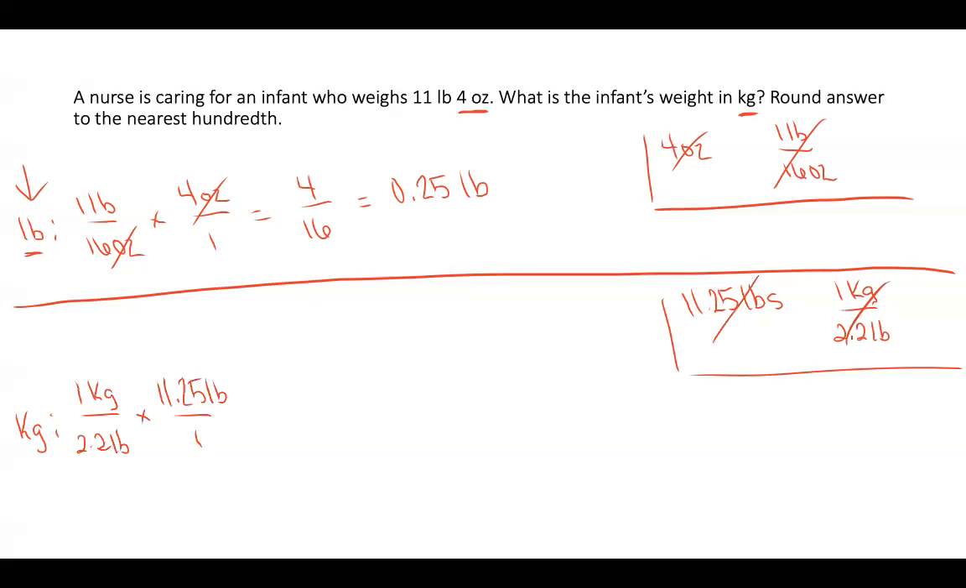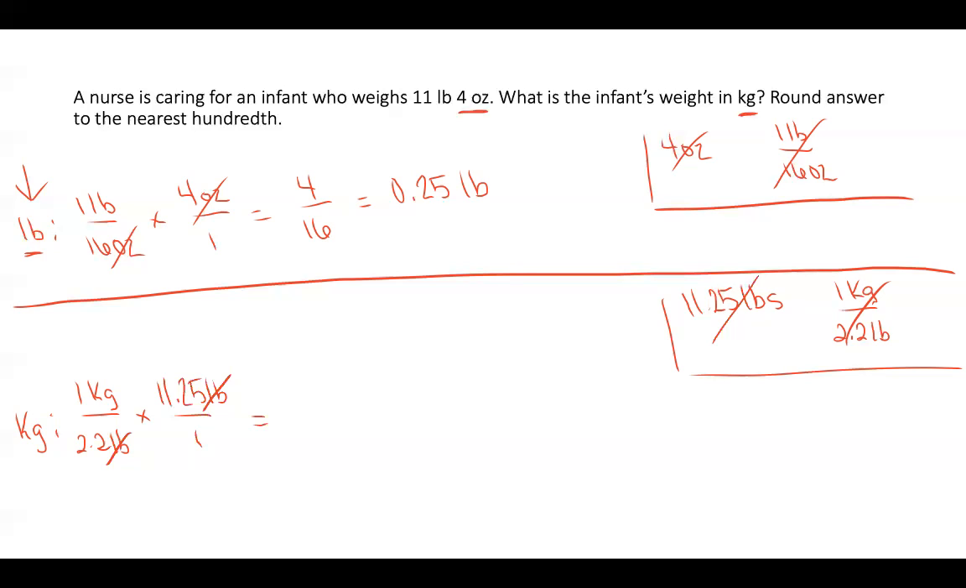Okay, once I've crossed out everything in my box, then I'm going to cancel like units of measure. So the pounds are going to get canceled. And I'm left with kilograms, which matches what I'm looking for. So that means that I am done setting my problem up and I can now do my math straight across.